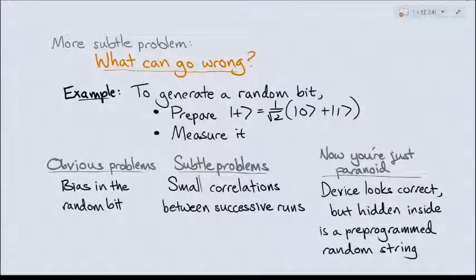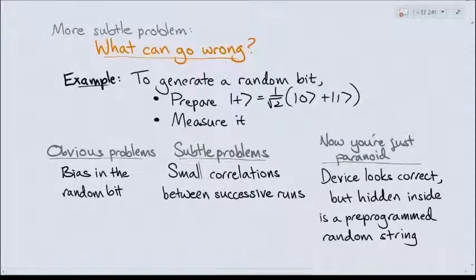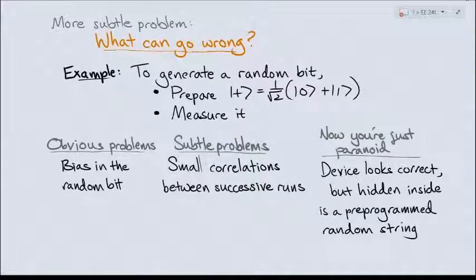And going much further, you might even worry about completely crazy problems. It could be that this quantum device is not really preparing ket plus and measuring it. It actually has a pre-programmed classical random string inside it, and when you ask for a random bit, it just gives you a bit of that random string. And that's a problem, because this random string could be shared with the environment or shared with your attacker in advance. So maybe that's just paranoid. Maybe that's a crazy error model to worry about.